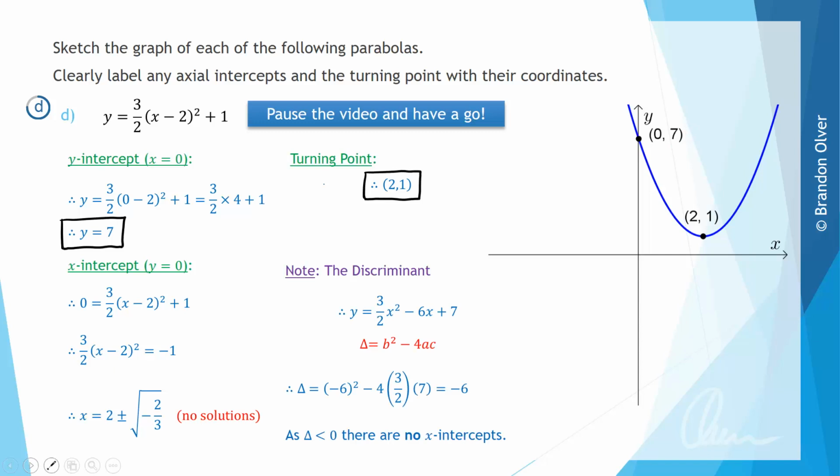The last thing you could have considered would be the discriminant. So if you expanded out the turning point form that it was given in, you'd find that y equals 3 over 2 x squared minus 6x plus 7. And using the discriminant equal to b squared minus 4ac, you'd find the discriminant's value is minus 6. And because it's negative, that's another way of knowing that there are no solutions to the equation, and that means that there are no x-intercepts of the graph.